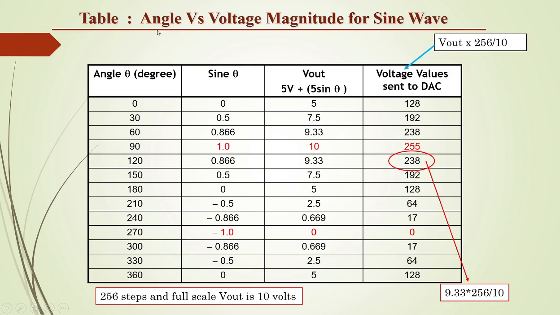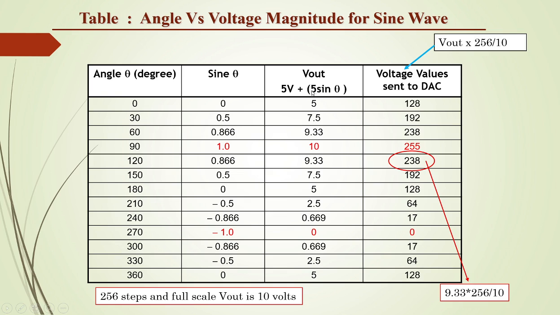So here, the table of angle versus voltage magnitude for the sine wave is calculated. Here we have taken the angles with a 30-degree interval: 0, 30, 60, 90 degrees, and in this way up to 360 degrees. We have taken a difference of 30 degrees. So for these angles, the sine theta values are given here, and then we have calculated V out using the formula 5 volt plus 5 sine theta.